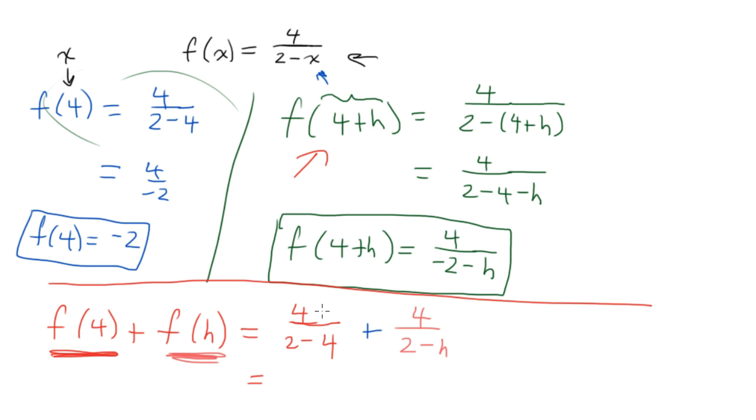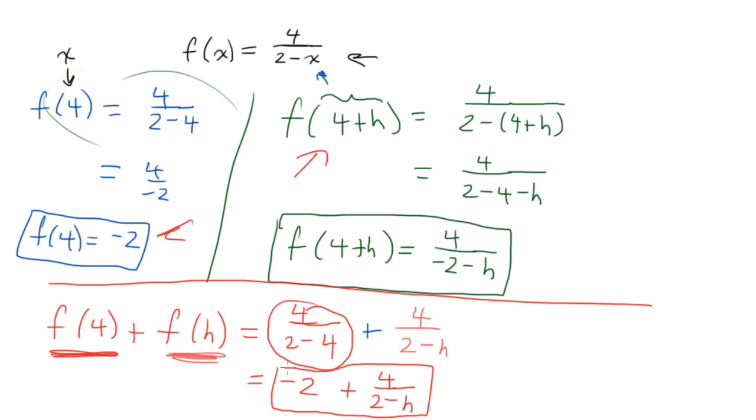So we know that 4 over 2 minus 4 is negative 2. We did that up here. And then 4 over 2 minus h, that cannot be simplified, so we'll just leave it as 4 over 2 minus h. Now you could, if you wanted to, choose to find a common denominator and write that all as one fraction. But this is a correct answer. This is evaluated correctly. I hope that helps.